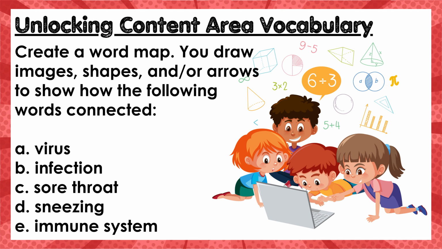Let's unlock some important vocabulary from our lesson today. We will create a word map to help us understand these words better. Here's what you will do. Draw pictures, shapes, or arrows to show how these words are connected or related to each other. The words are virus, infection, sore throat, sneezing, and immune system.